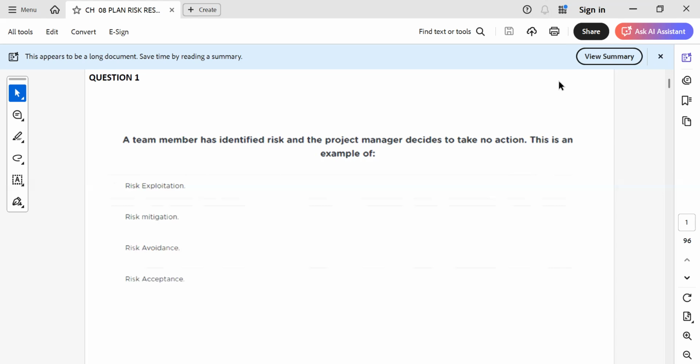No, sir. Risk acceptance, sir. And what is risk avoidance? He is removing the activity, removing the work package, the activities which are causing risk. Yes, and changing the plan, removing the components. These can be risk avoidance.